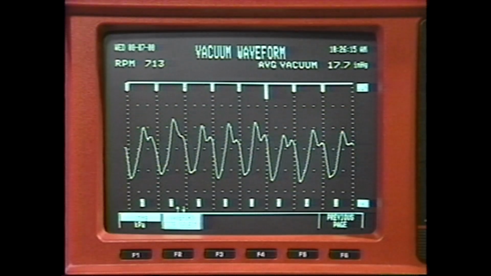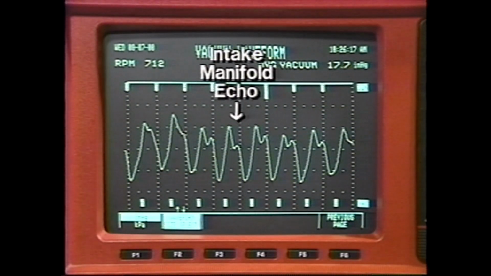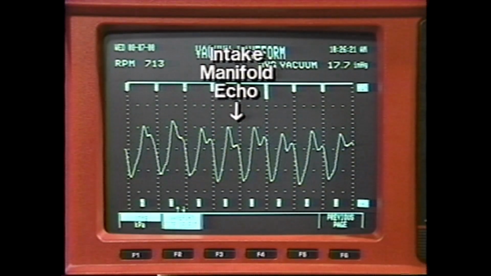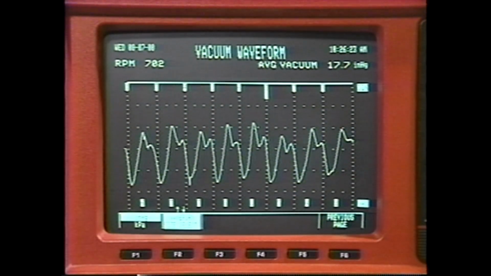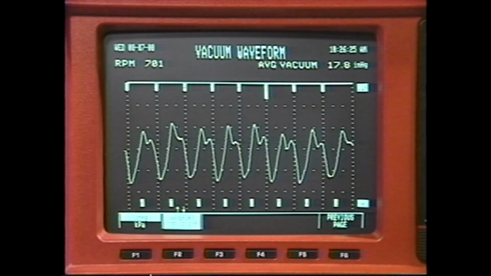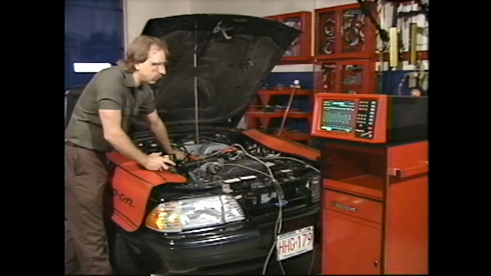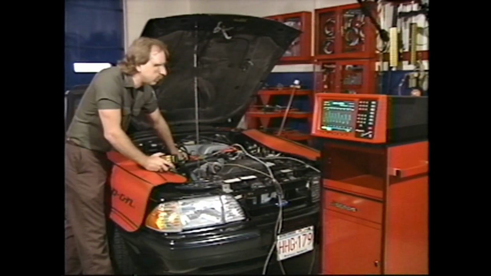You may see some irregularities on the waveform that are caused by pressure waves echoing inside the intake manifold. These are normal. To locate problem cylinders, look for a sharp rising slope, a peak that's late or smaller than normal, and slopes that descend at an odd angle or different amount of time.